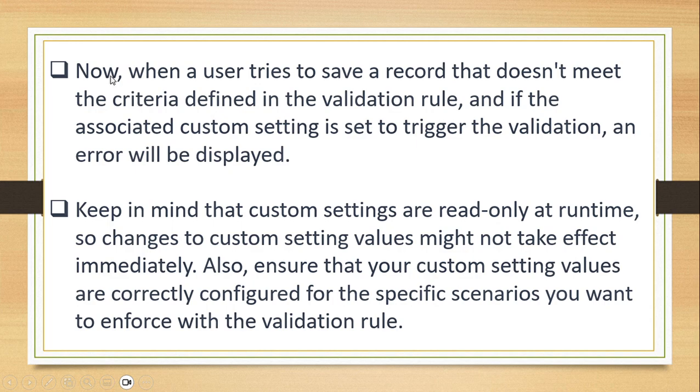Now, when a user tries to save a record that doesn't meet the criteria defined in the validation rule, if its associated custom setting is set to trigger the validation, an error will be displayed.